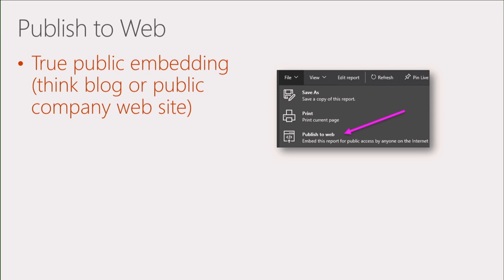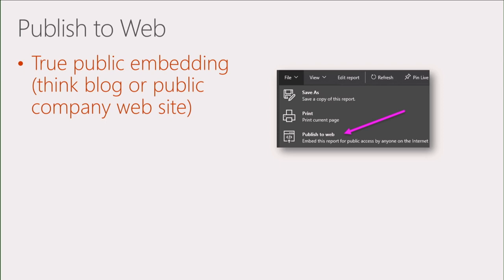The next way of sharing is a very different way, but it can apply to many organizations. It's called Publish to Web. It lets you take a report and create an embed code that can be used on a public website. So it's not something that's intended to be secure, but a lot of organizations have analytics that they want to put on their own public-facing websites or share with their customers.